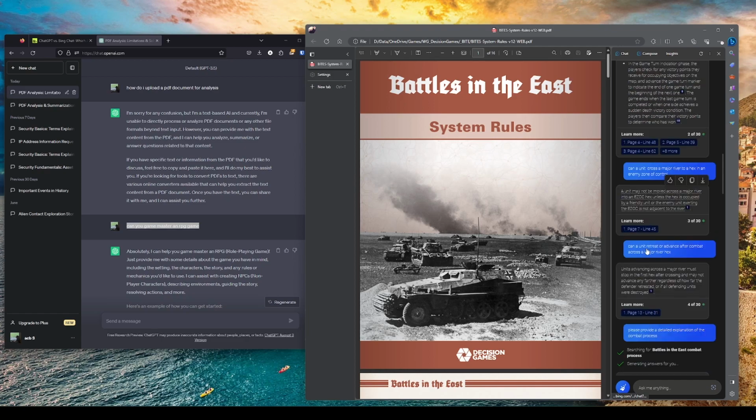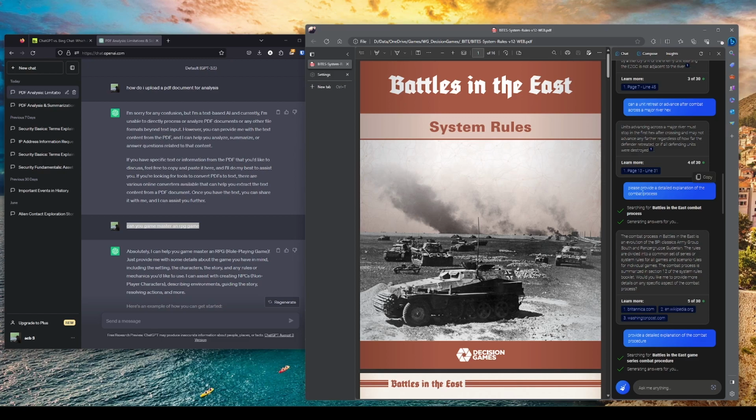You can answer it. Can a unit retreat or advance after combat across a major river hex? Now, it missed the retreat. I don't understand, but it says units advancing across a major river must stop in the first hex crossing, may not advance farther no matter how far the defenders go. But in a previous one where I was testing, it did say defenders can't do that. I don't know why it didn't catch it here.